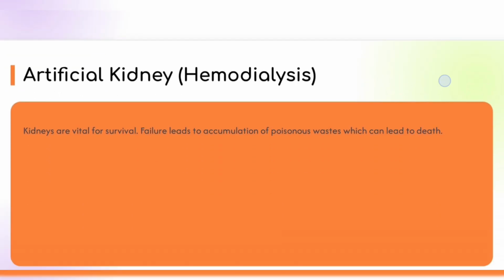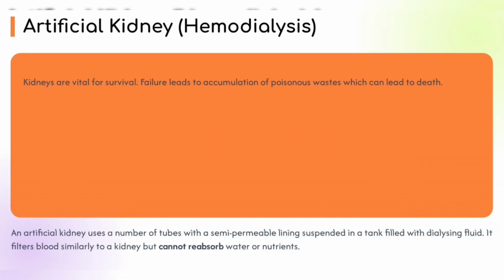Now next we will study about artificial kidney, hemodialysis. Kidneys are very important organs for our survival. If the kidneys stop working properly, harmful wastes start collecting in the blood, which can become dangerous. In such situations, doctors use an artificial kidney, also called hemodialysis.